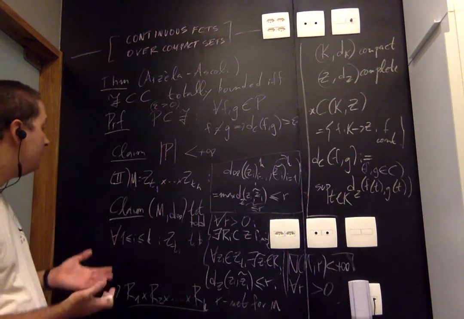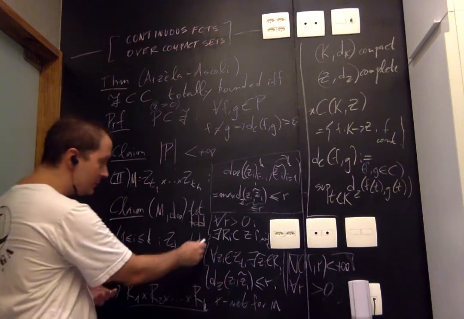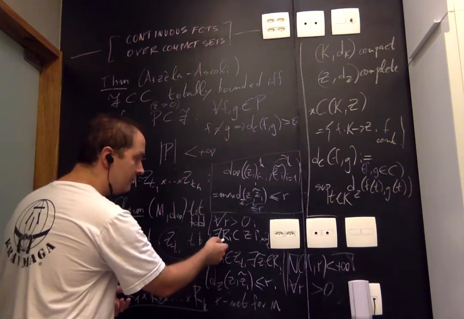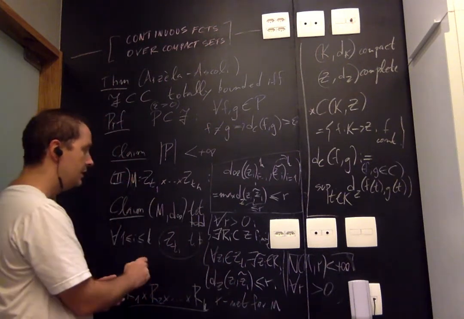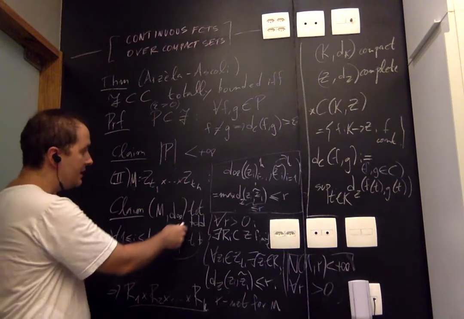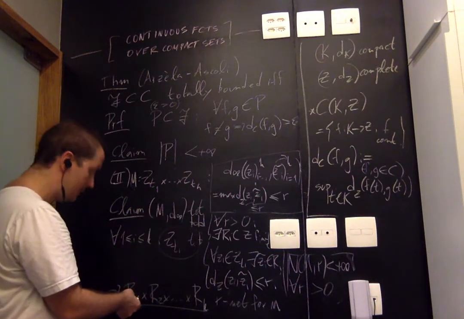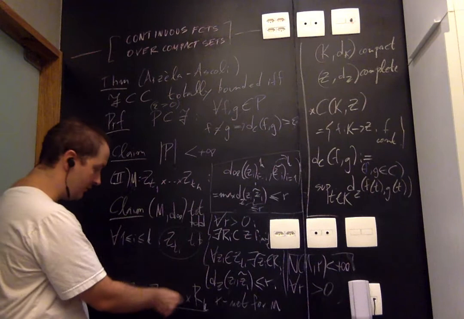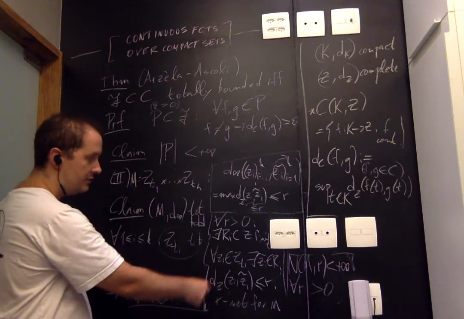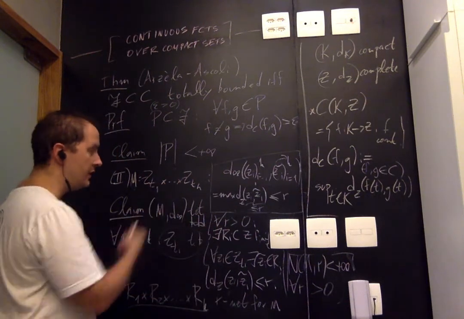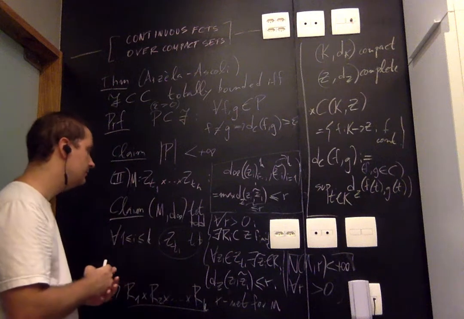And with that, I've proven that for all R, I'm assuming these guys are totally bounded, so there are finite R nets for all R. My conclusion is that M is also totally bounded, because for all R, I can find a finite R net, just by taking R nets for the individual factors and taking the Cartesian product.